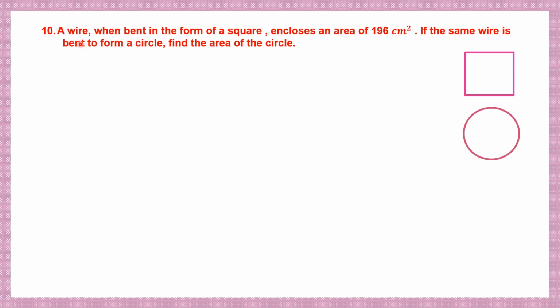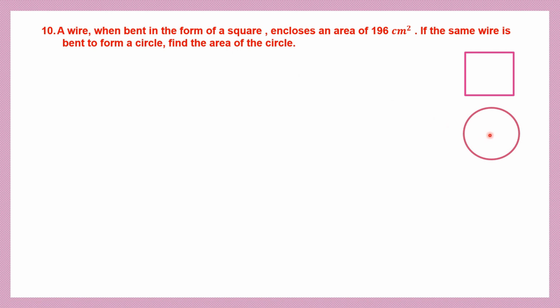Question 10. A wire, when bent in the form of a square, encloses an area of 196 centimeters square. So first, the wire is in the form of a square. It has an area of 196 centimeters square. If the same wire is bent to form a circle, so the same wire is taken and bent to form a circle, we are asked to find the area of the circle.